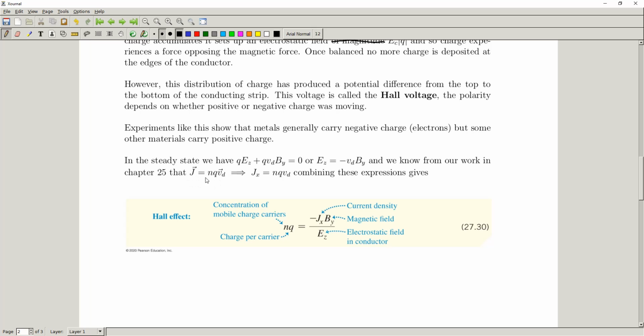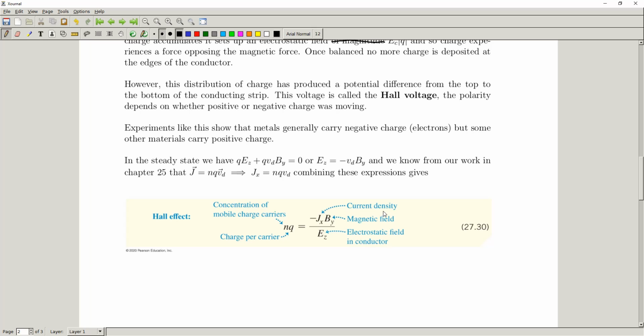We have our current density is equal to the concentration of mobile charge carriers times the charge of those carriers times our drift velocity. These are vectors, but we can then write down the scalar version of this equation as you see here. And if we combine this equation with this equation here, we can generate this expression here, which is what is called the Hall effect.